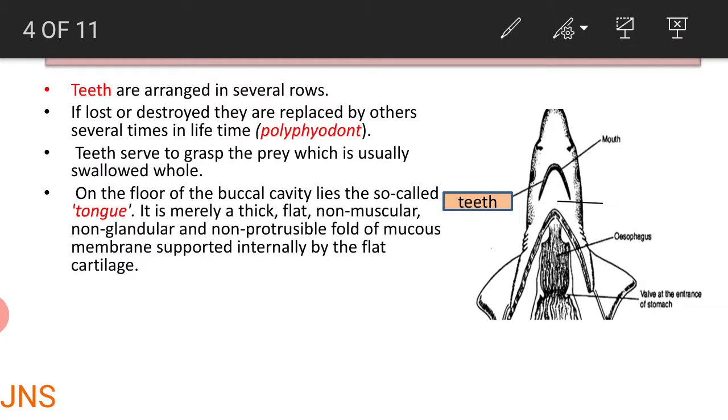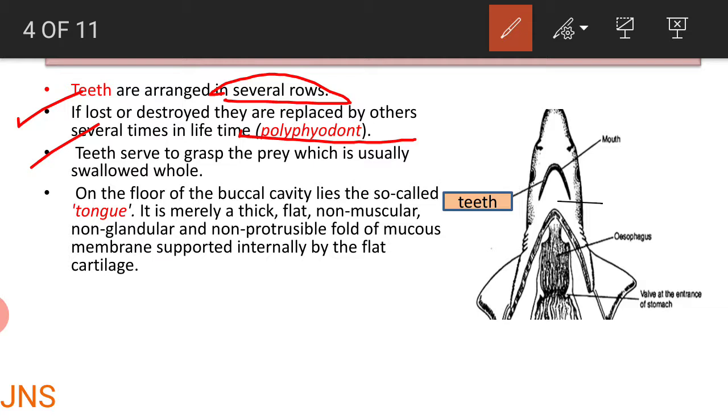About the remaining teeth, teeth are arranged in several rows. If lost or destroyed, they are replaced by others several times in life. So this condition is called polyphyodont. Suppose in any condition these teeth are destroyed or cut off, then they can be replaced many times in the lifetime of the Scoliodon, and that condition is called polyphyodont. These teeth are suited to grasp the prey, which is usually swallowed whole. These teeth are useful for grasping the prey, to catch the prey.